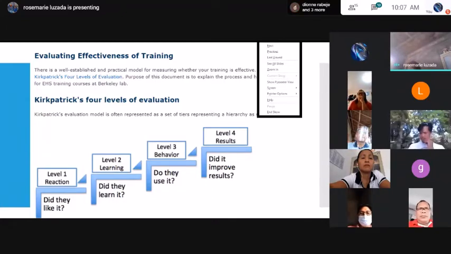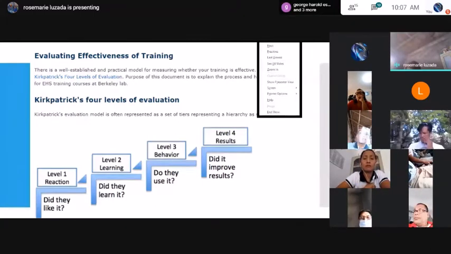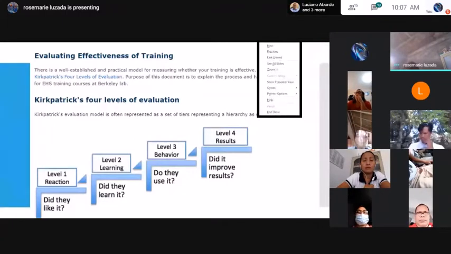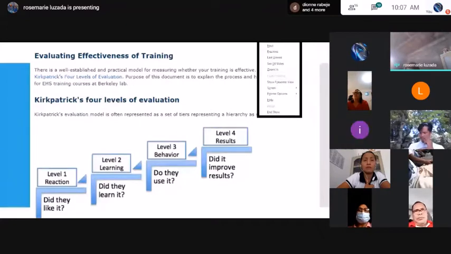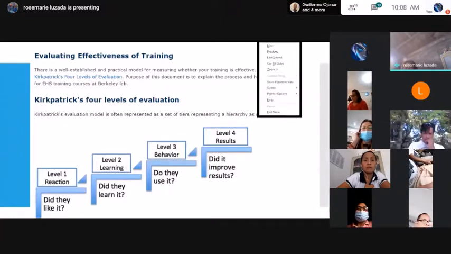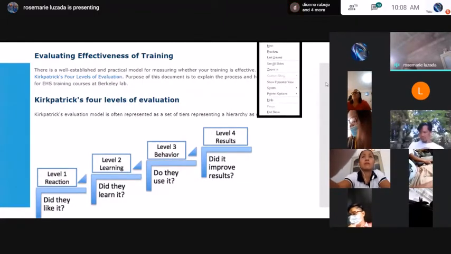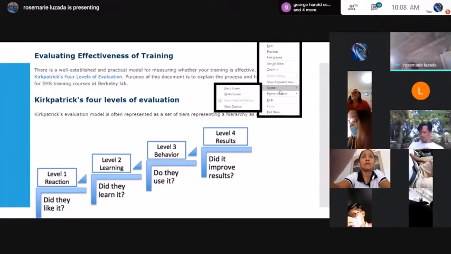Did it improve results? So we need to determine if the material or the delivery we have chosen resulted in an impact in our school and in our students. So, for example, we can also check whether there is an increase in the academic performance of the students after we have implemented the learning delivery module we have chosen. We can ask this after the implementation to check whether we have implemented this well.